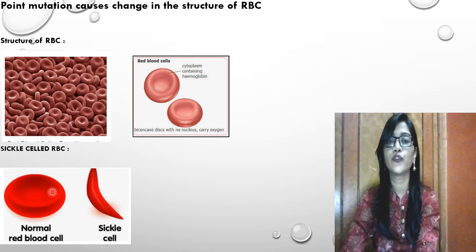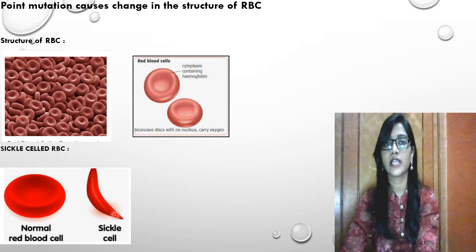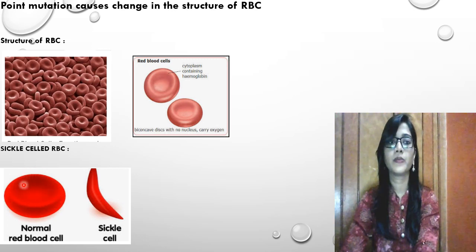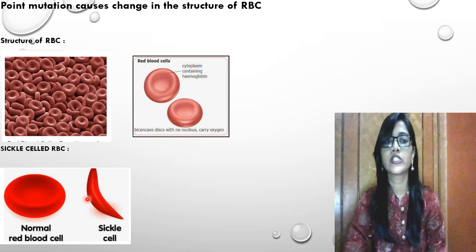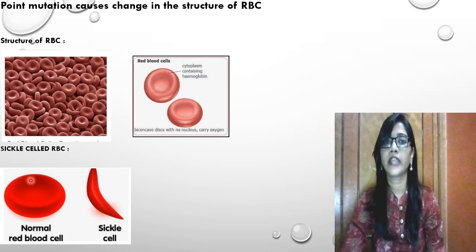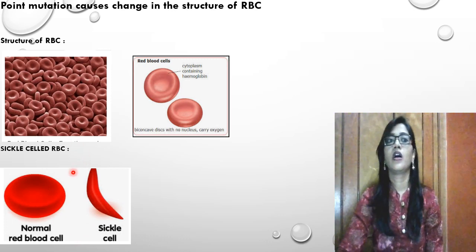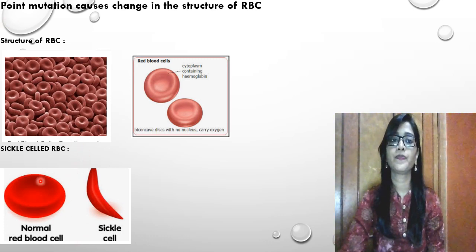Now you can observe the difference between the two RBCs. This is the normal red blood cell, while this is the sickle cell. Here you can observe a complete circular disc. This normal RBC can carry more oxygen than the sickle cell, which is a half moon shaped red blood cell. This type of RBC cannot carry the amount of oxygen which the normal RBC carries. We are going to study in detail what the point mutation is in the next slide.